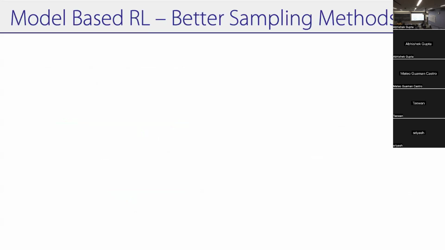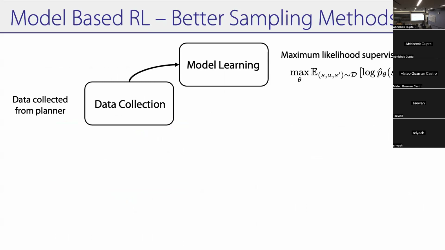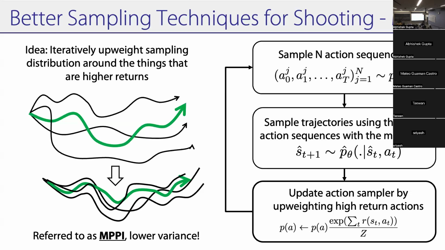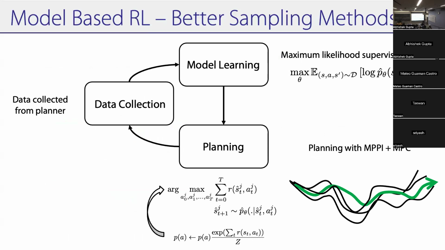Okay, good. So essentially our recipe now looks like collect some data, learn your model, same as usual. But now you do planning with this MPPI plus model predictive control scheme, where you run this procedure multiple times within a single time step, right? And then you repeat, right? And so the only change from the last thing was that you're going to upweight your sampling distribution and keep resampling these actions from the upweighted distribution. And that's basically the only change. That'll make it a lot better.